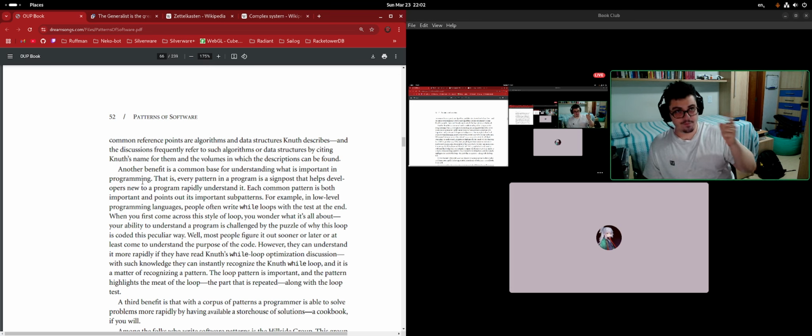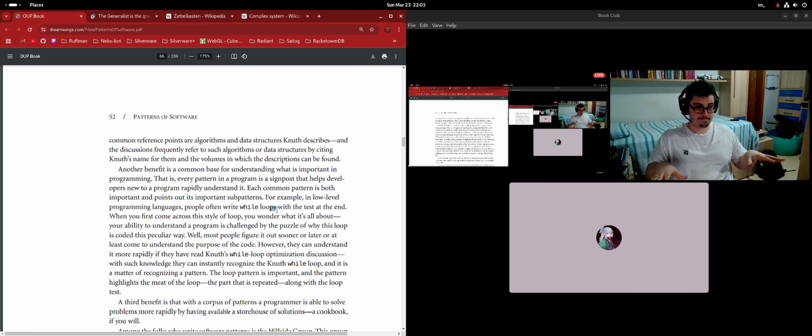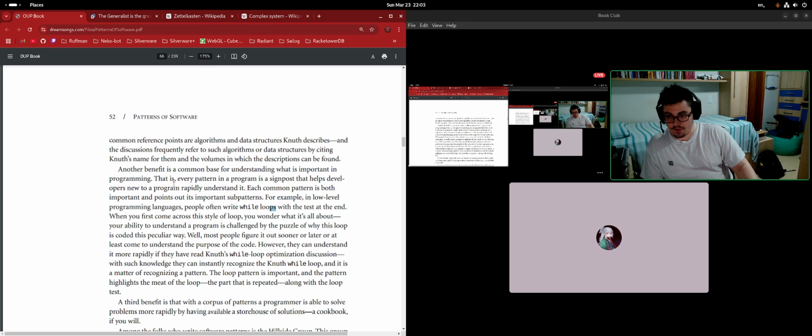I would say, although Magetta may disagree, that knowing what a for loop or a while loop is, is different than knowing how to write one. Knowing what it is and knowing how to write one are two separate things, and they have different sets of priorities. Every pattern in a program is a signpost that helps developers new to a program rapidly understand it.